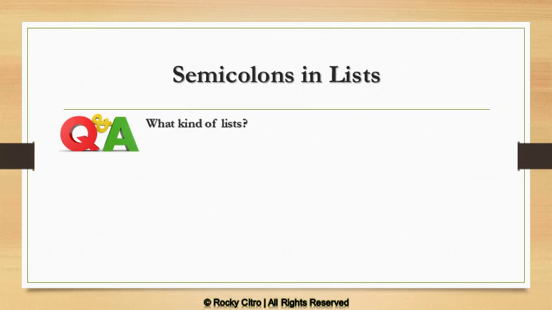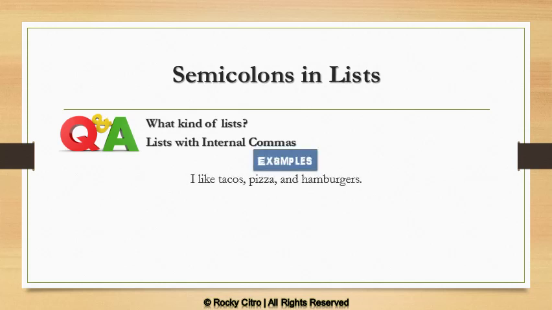It is true most of the time, but we use semicolons in lists with internal commas, lists that already have commas for some other purpose. Let's look at a couple of examples. If we have a simple list, I like tacos, pizza, and hamburgers, we just use commas, no problem. But if we want to add some kind of sublist or have categorical groupings, then we would need to show where the larger groupings occur and the smaller ones.